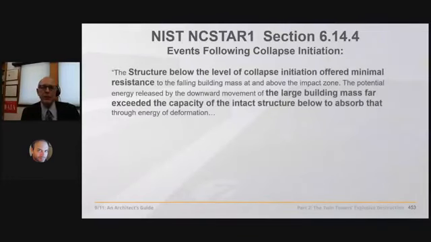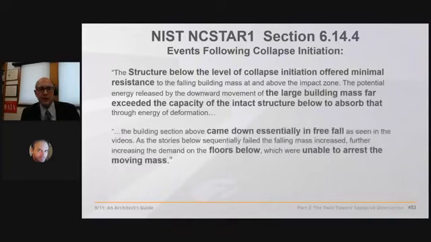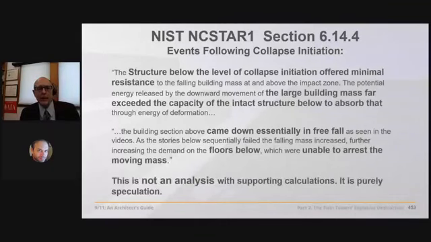"Structure below the level of collapse initiation offered minimal resistance. The large building mass far exceeded the capacity of the intact structure below it to absorb it. Came down essentially in free fall. Floors below were unable to arrest the moving mass." This is pure speculation. There's no supporting calculations or analysis whatsoever. Structural engineers are fully capable of doing this.